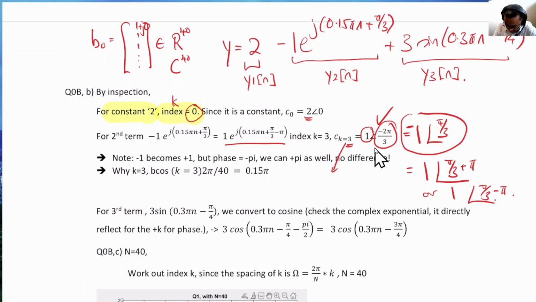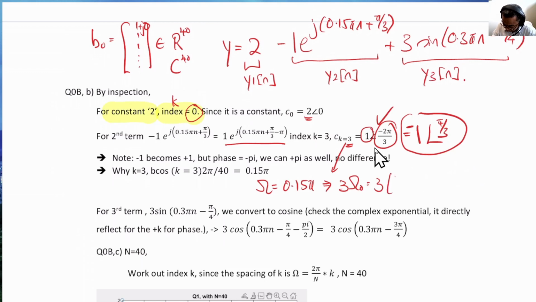Why is it k equals to 3? It's because we are interested in 0.15 pi for omega, and this is the same as 3 omega naught, because 3 times, what is omega naught again? Omega naught is 2 pi divided by 40, which gives 6 pi divided by 40, which is 0.15 pi. So now you understand that k equals to 3. K is 3 times the fundamental frequency 2 pi over capital N.